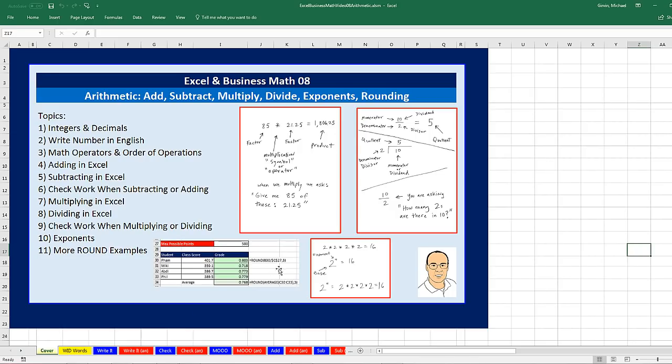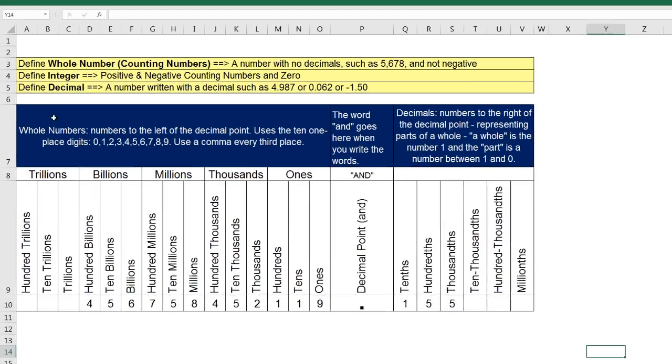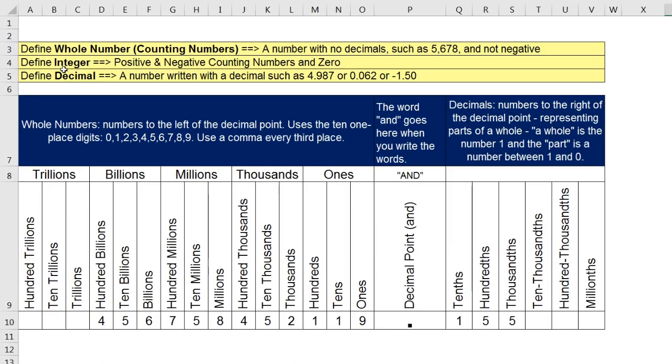All right, I've already downloaded and opened my file. I'm going to go to the sheet WID words. Whole numbers is the W, integer is the I, and decimal is the D. Whole numbers, we have to define them, also known as counting numbers. A number with no decimals, such as 5,678. And it's not negative. Integer just means we can have positive and negative counting numbers, and 0.